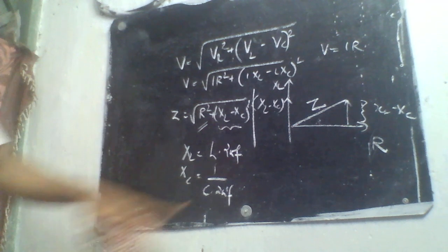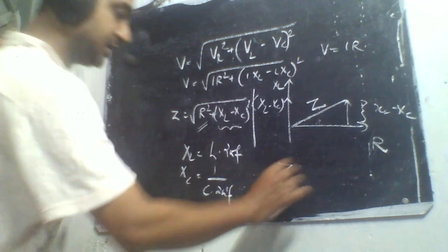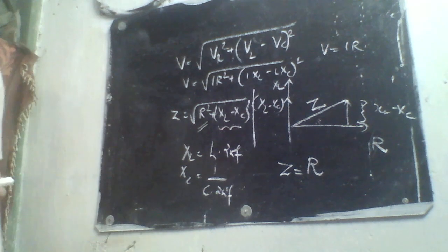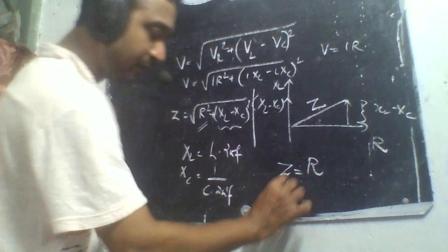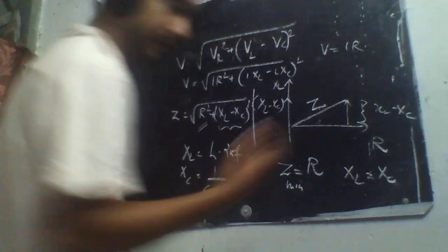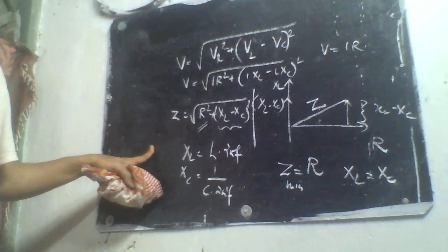You can change the frequency so that both become equal, so this term will become 0. So Z will be equal to R when XL becomes equal to XC. That is, the circuit will be providing the minimum impedance when XL becomes equal to XC. And this phenomenon is what you mean by resonance.